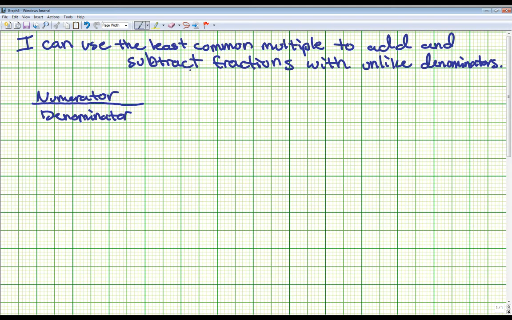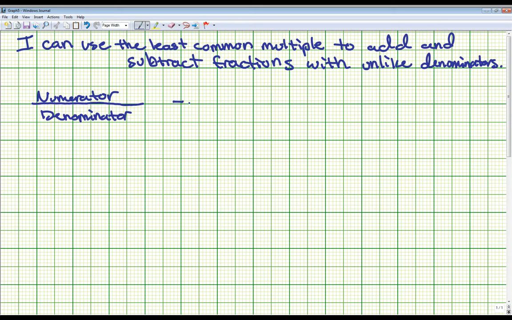So in our learning target where it says we're doing this with unlike denominators, that means the bottom numbers are going to be different, and we're going to have to add or subtract the numbers in our fraction by changing the fractions so that the bottom numbers are the same. You cannot add or subtract fractions unless the denominators are the same.